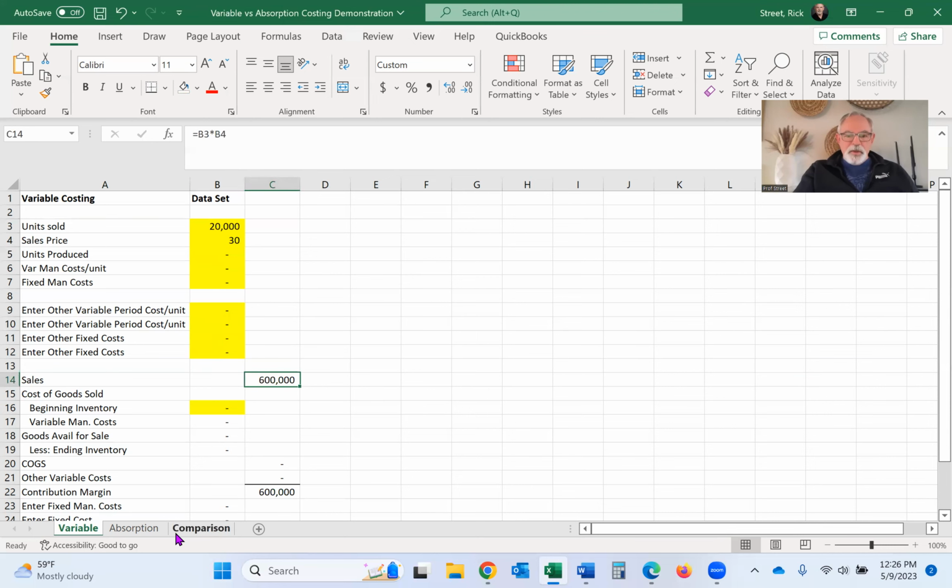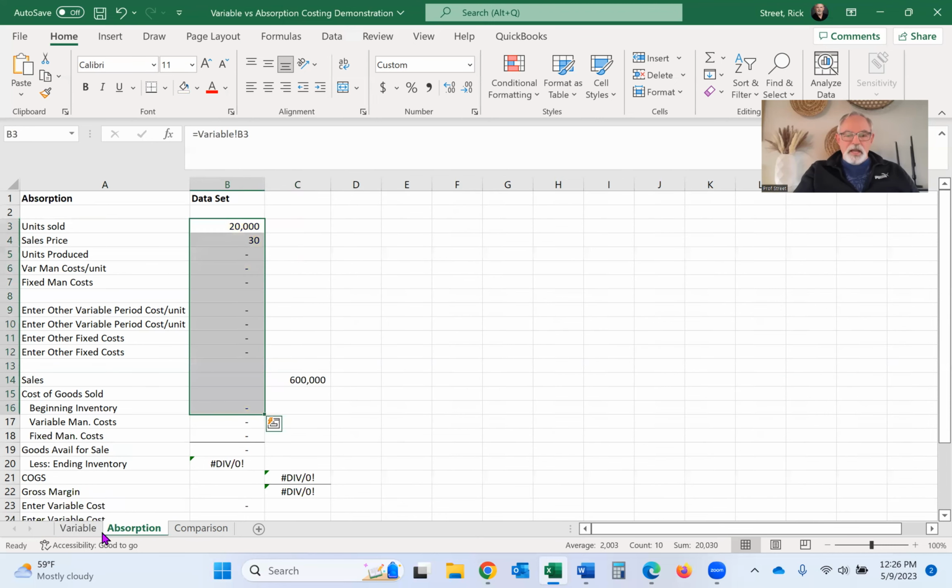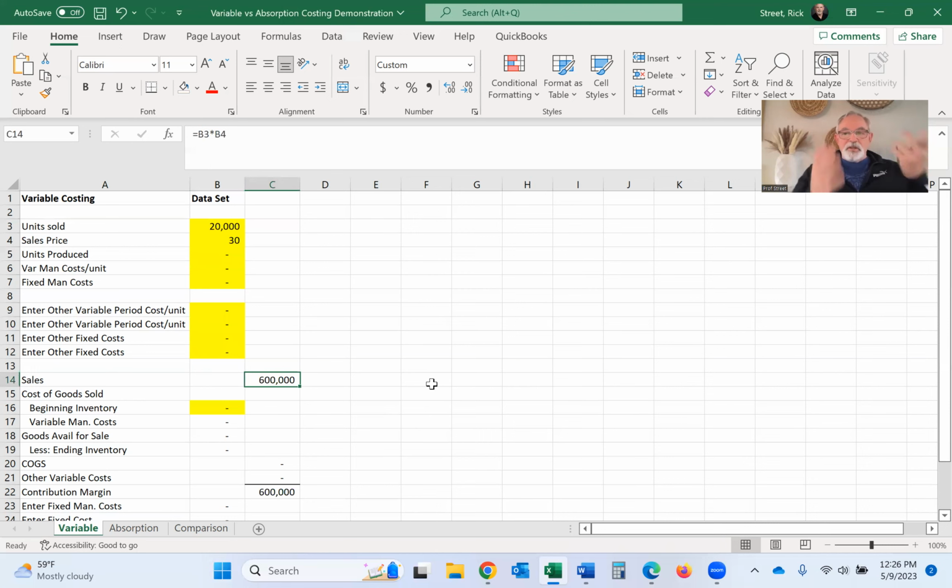And we see that the sales amount is the same in both examples. And that's because sales doesn't come into play with variable and absorption costing. Only three things really come into play that move around. In other words, it's kind of like a moving target a little bit. Inventory, right? Finished goods. Cost of goods sold, which is where finished goods goes to once it's sold.